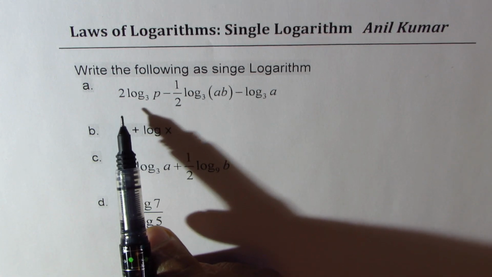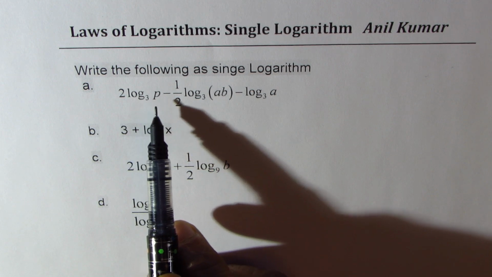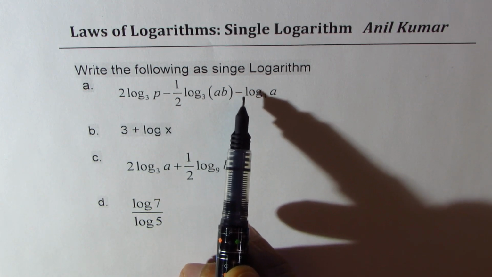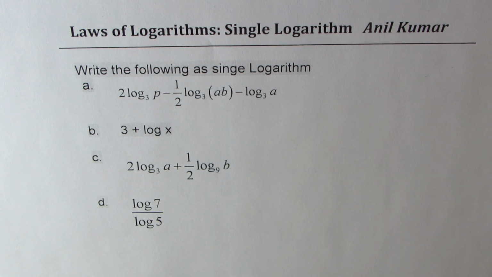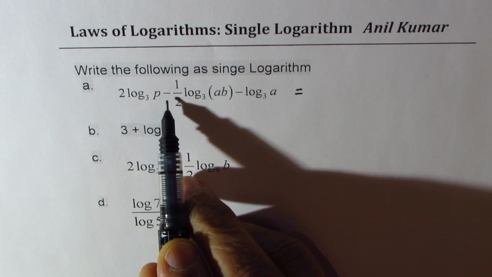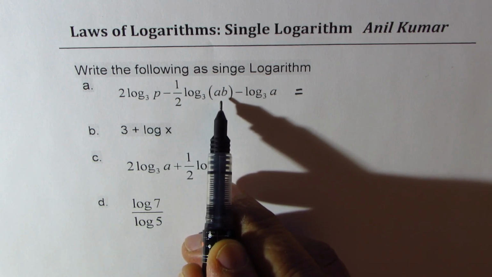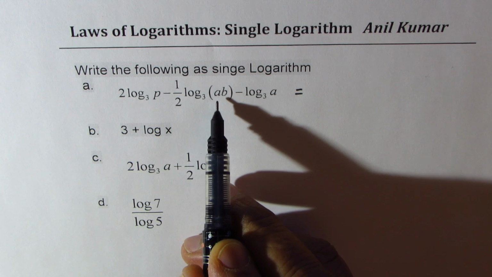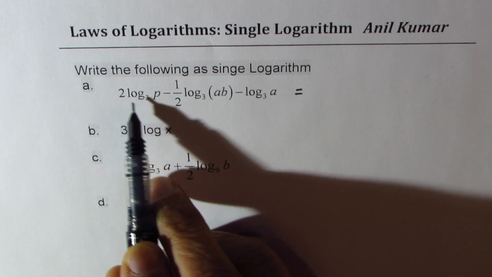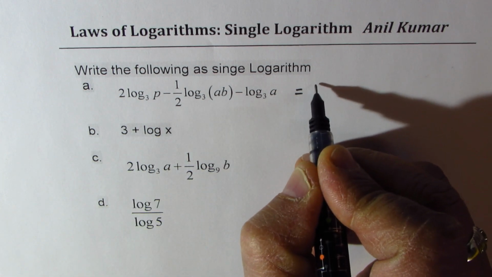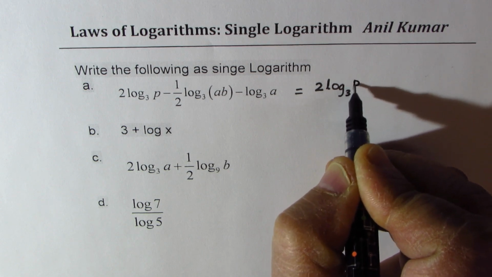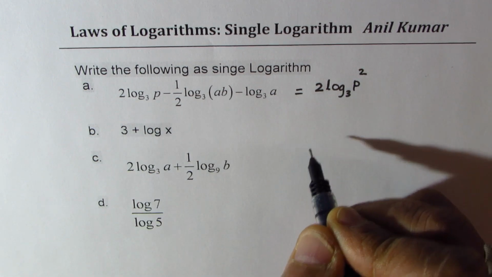The first one is twice log to the base 3 of b minus half log to the base 3 of ab minus log to the base 3 of a. Now this is relatively simple. Whenever you have minus, you could divide by that argument, and when you have plus, you should add it. So we have 2 times this, so we could first rewrite this as log to the base 3 of b squared. So we have applied the power rule here, right?